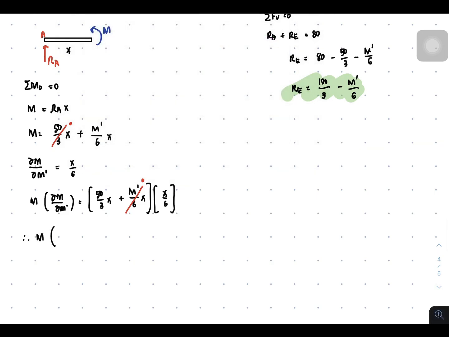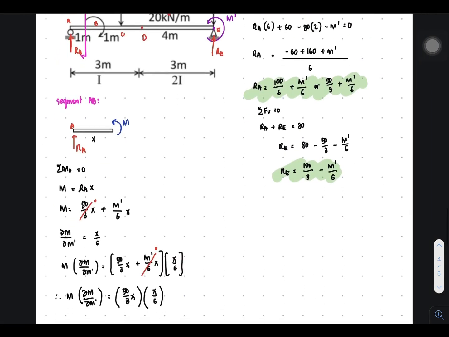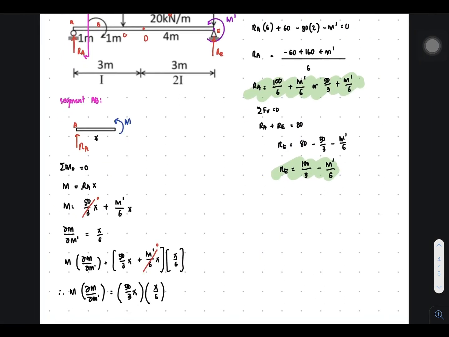And therefore, the final product of the term would now be 50 over 3x times x over 6. So that is for the segment AB. Let's proceed to our next segment.